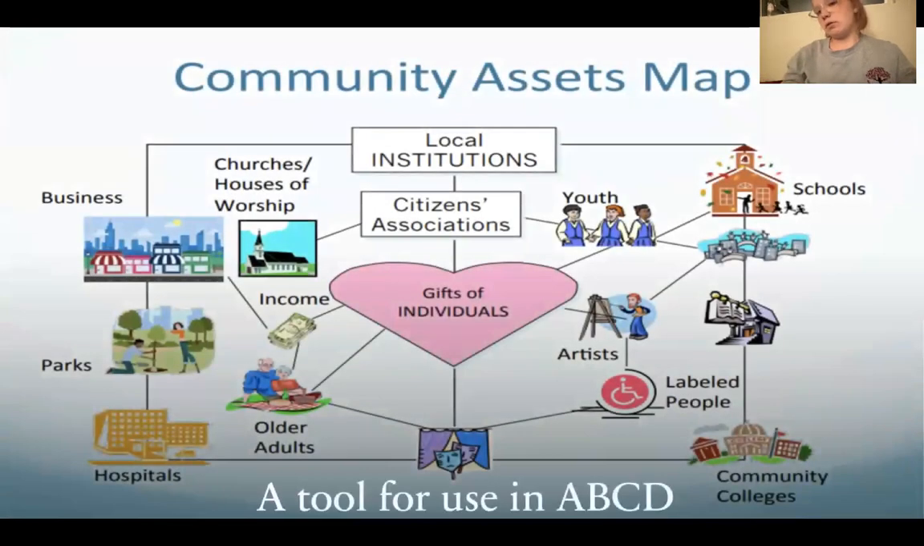Here's a tool that we use in ABCD. We have individuals at the center, and then we branch out to citizen organizations, such as our youth, our elders, older adults, artists, and disability or ability people, and to local institutions, which are our schools, community colleges, hospitals, parks, and businesses.